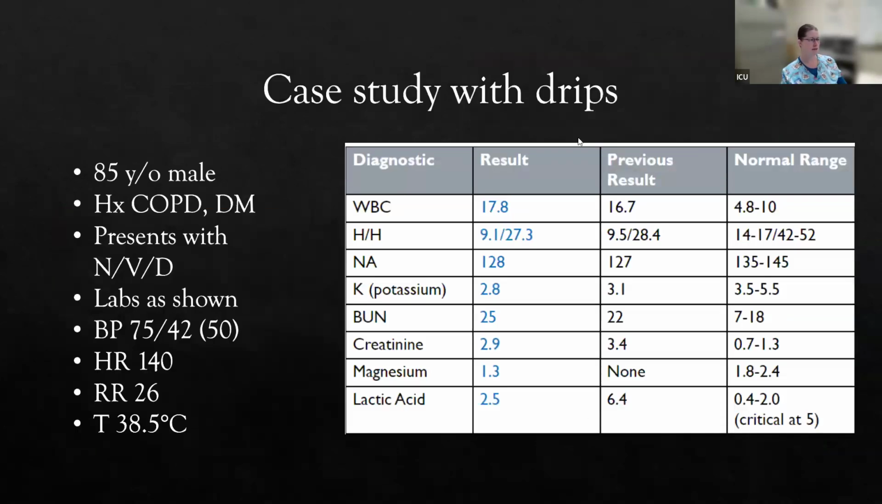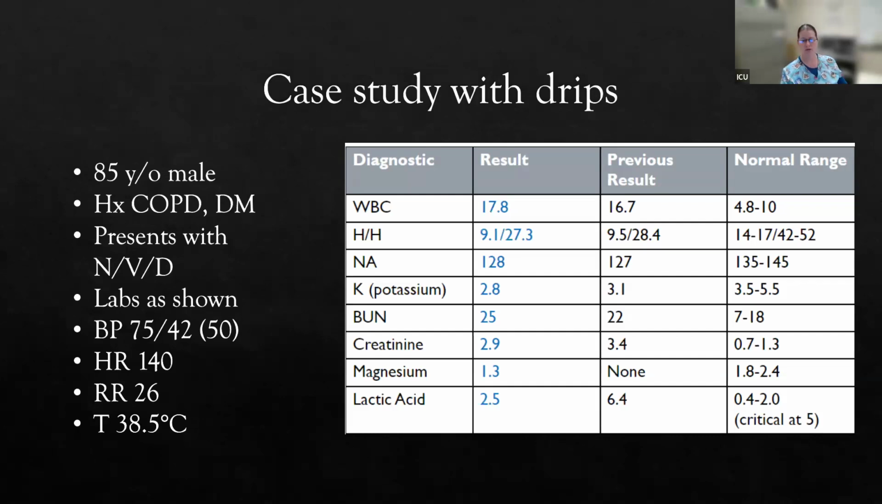Okay, so here's a case study, and because we're on the internet and I can't ask you for feedback, I'm just going to kind of run through it. So here's an example of an 85-year-old male with COPD and diabetes who came in with nausea, vomiting, diarrhea. We've got some labs here. We've got a low blood pressure, mean of 50. We've got a high heart rate, 140. It looks like the vessels are all vasodilated. The heart rate is trying to fill all of that space. So it's fast. We're breathing fast, respiratory rate of 26. We have a high temp. So it looks like this patient is probably dehydrated from the nausea, vomiting, diarrhea, and they could potentially be septic.